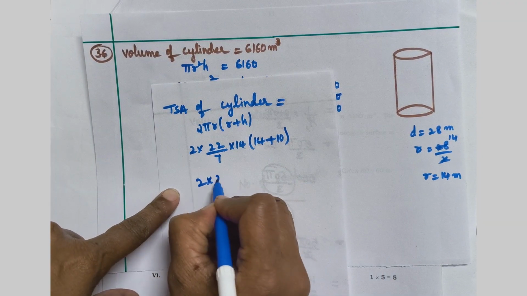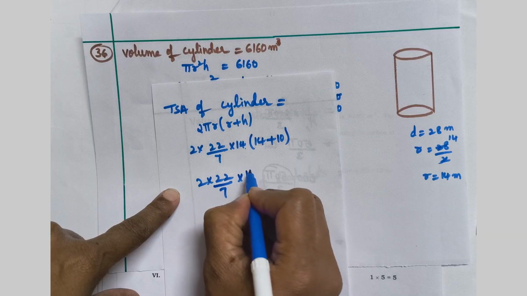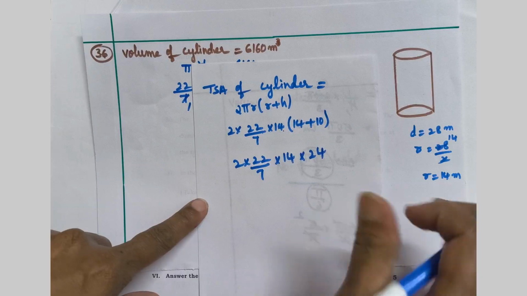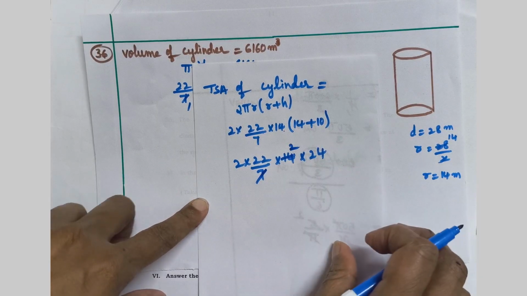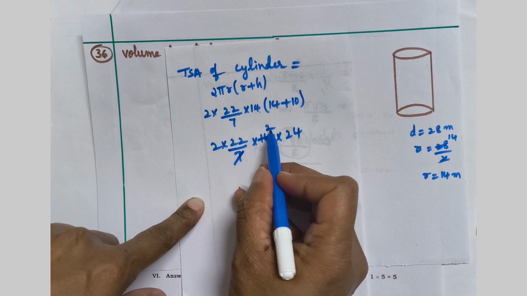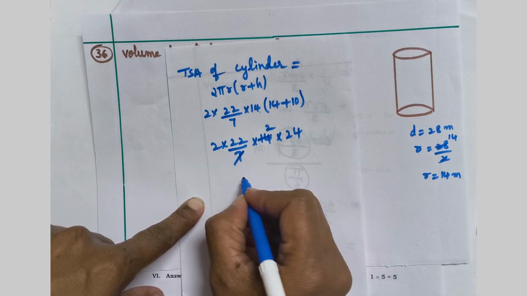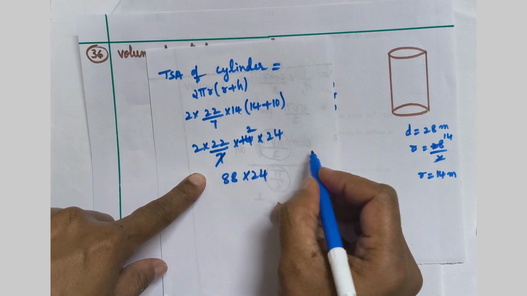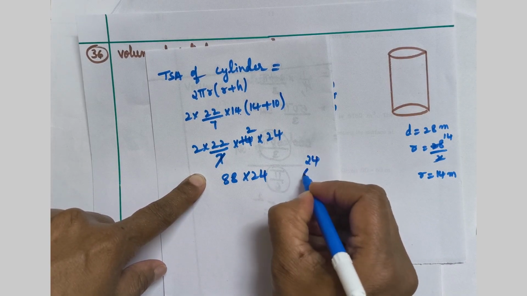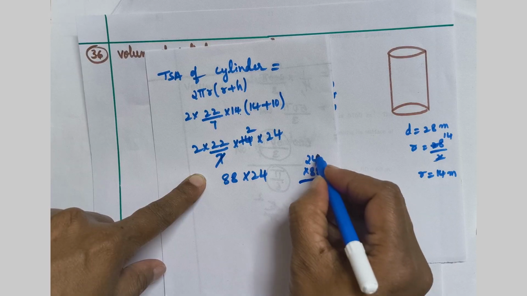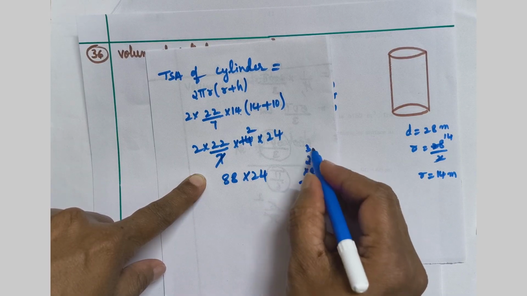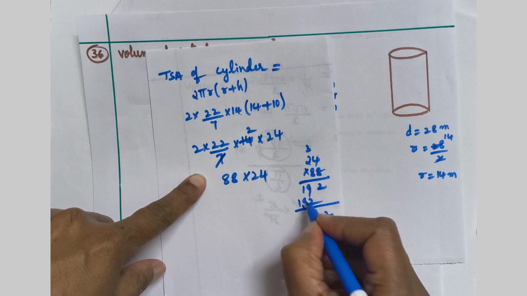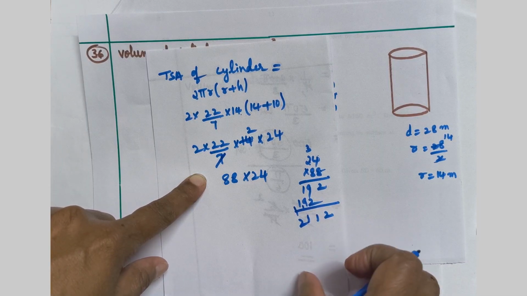Now see here, 2 into 22 by 7 into 14 into 14 plus 10, that is 24. Any cancellation possible? See, 7 ones are 7, 7 twos are 14. So now what is remaining? 22 twos are 44, 44 into 2 is 88, 88 into 24. So now we will do 88 into 24. 8 fours are 32, 8 twos are 16, 17, 18, 19. Again write 192, and adding gives 2112.